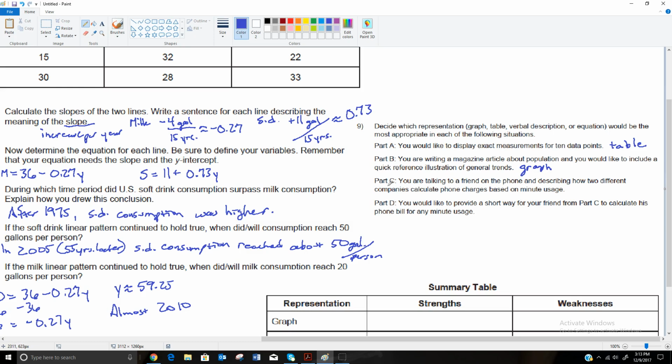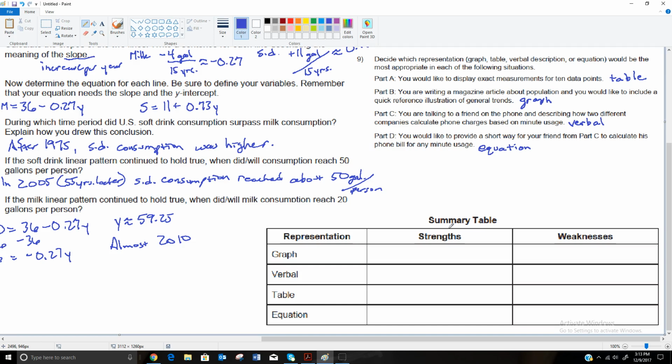You're talking to a friend on the phone and describing how 2 different companies calculate phone charges. This is going to be what we call a verbal description. So since you're talking on the phone, you're going to describe how 2 different companies can calculate that. And then you would like to provide a short way for your friend to calculate his bill. Well, if we had an equation, that would be the quickest way for you to get any point you needed without having to look at a table or a graph. You could just take the equation, plug in the value that you need, and go with it.